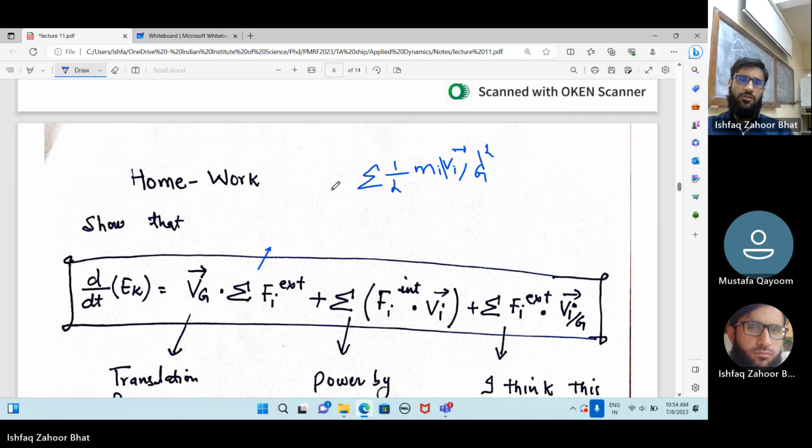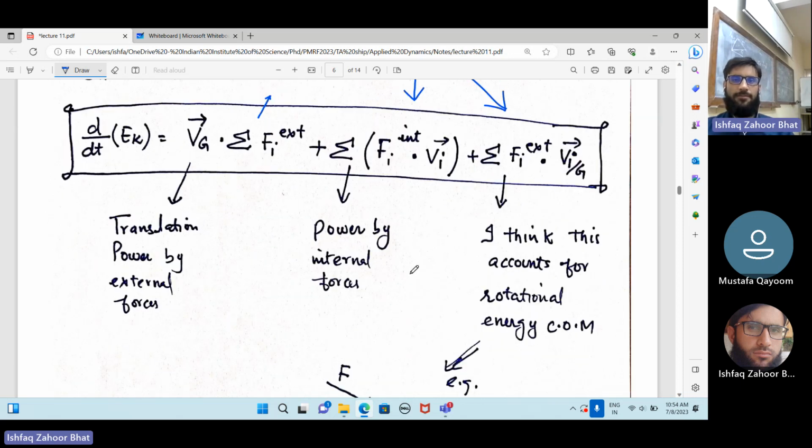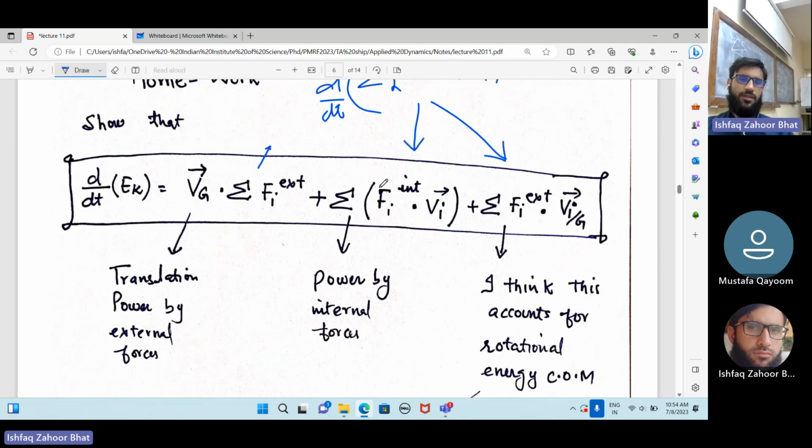So when you differentiate this thing, you get two terms. One is this and one is this. Okay. So see, this comes out to be Fi internal dot Vi. So there is also the energy associated with the internal forces. So if the particles are interacting with each other, this is the amount of the power. For example, this is the amount of the power they are gaining, or maybe they are losing due to maybe friction or something else. I don't know.